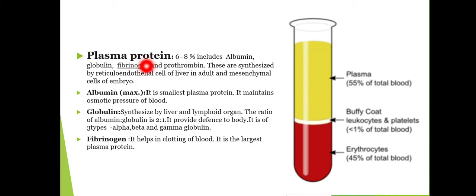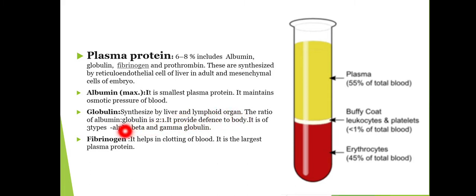Now coming to the plasma proteins. Plasma has 6 to 8% of proteins, which include albumin, globulin, fibrinogen, and prothrombin. The maximum constituent of all is albumin, followed by globulin. They are synthesized by the reticuloendothelial cells of the liver in the adult, whereas from the mesenchymal cells in the embryo. Albumin's main role is maintaining the osmotic pressure of the blood, and it is the smallest plasma protein, whereas globulin is a globular protein synthesized by the liver as well as lymphoid organs.